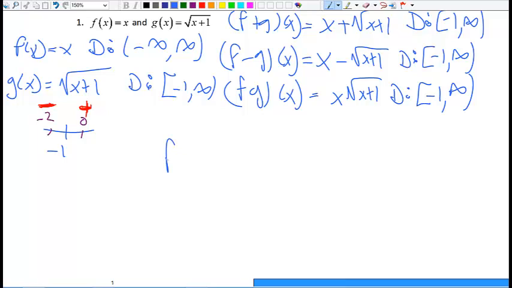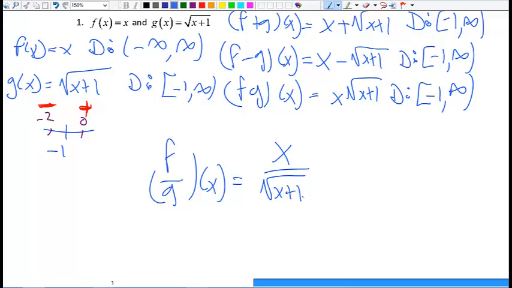Where it gets interesting, or where we actually see a difference, is in the quotient. You have to pay attention, order matters here, so f goes on top of g, so we're going to put x on top and the square root of x plus 1 in the denominator. Now we've got another rule that we can apply, because we've got a fraction rule with a square root rule. We already know what the square root tells us. The fraction rule says we can't divide by 0. Well, what's the one number that will put a 0 in that denominator? That's negative 1.